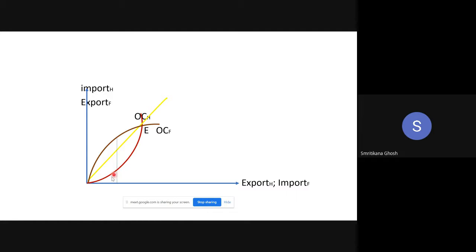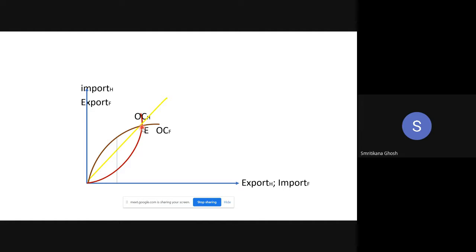And this is why your terms of trade initially set is here. Now it is moving and moving. Ultimately, you are getting that yellow line which is going through this intersection point E. So, what is the speciality of this intersection point E?